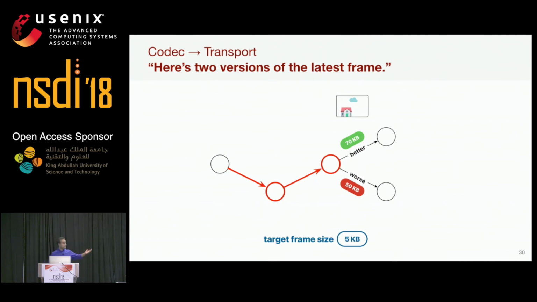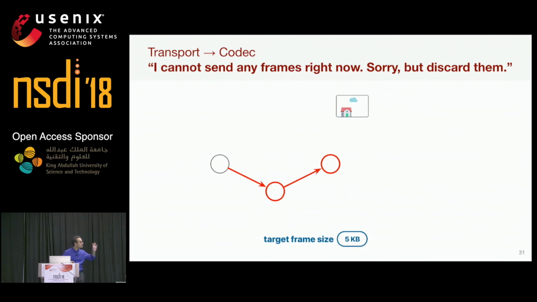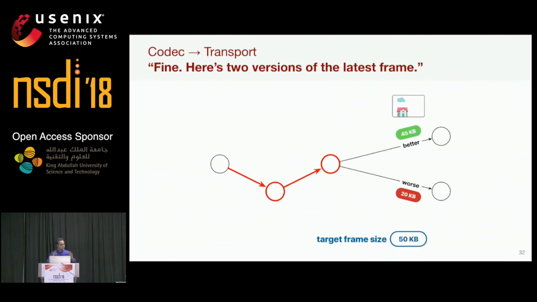And sometimes, like in this situation, you can see that the transport thinks that the network can't handle more than 5 kilobytes. But the frames are 70 kilobytes and 50 kilobytes. So transport just tells the codec, sorry, just discard all of them. I'm not going to send anything at all. And the codec says that it's completely OK. I'm going to encode the next frame, the latest frame from the camera, and I'm going to base it on the previous state. Don't worry about it.